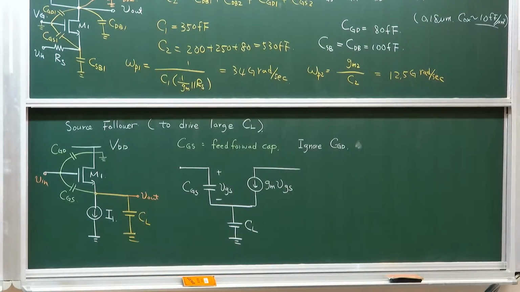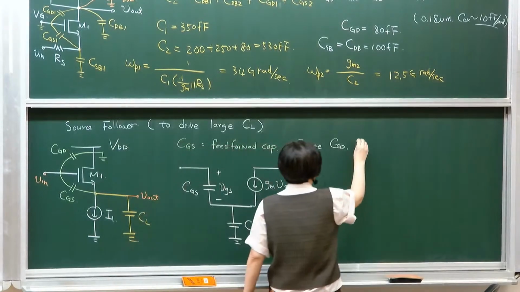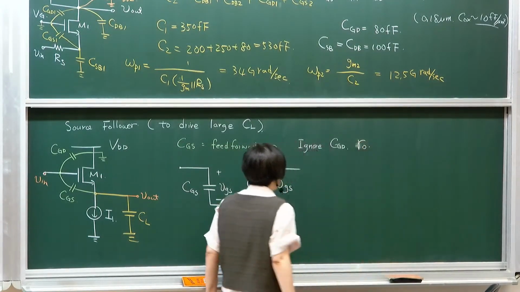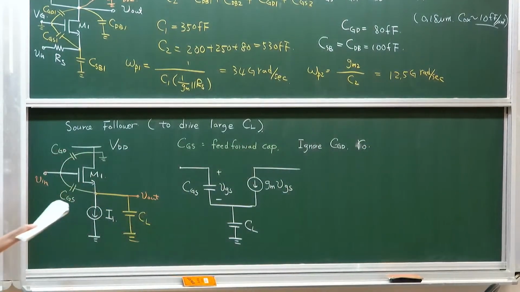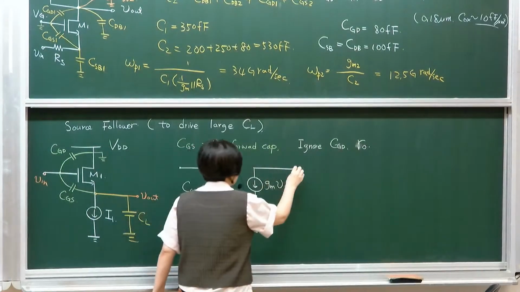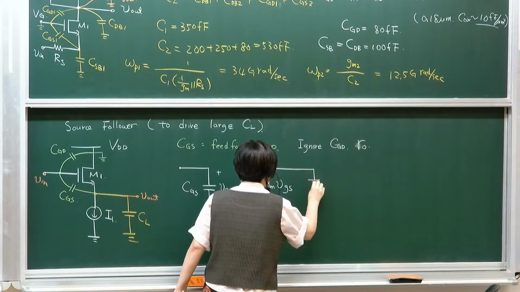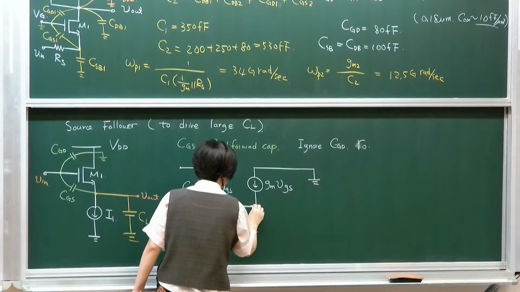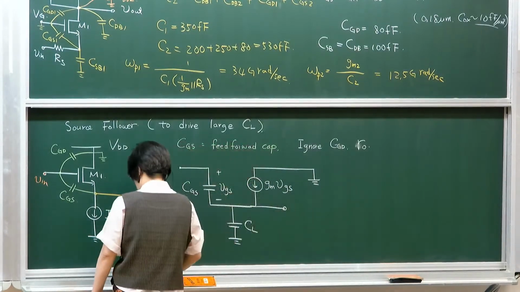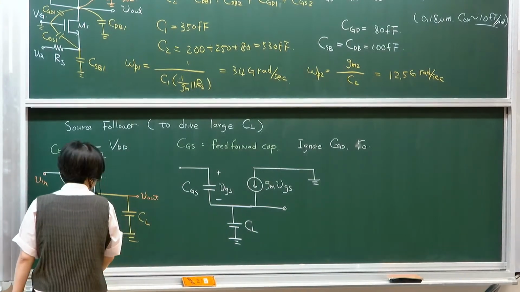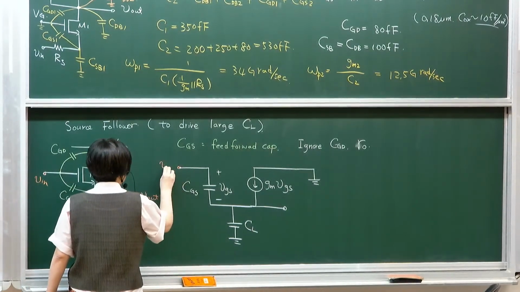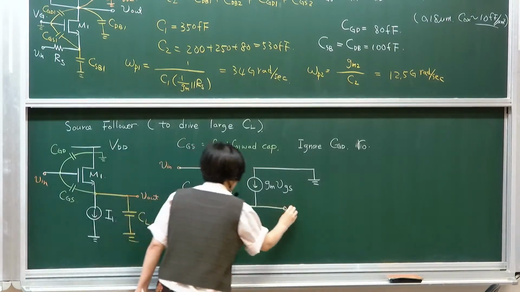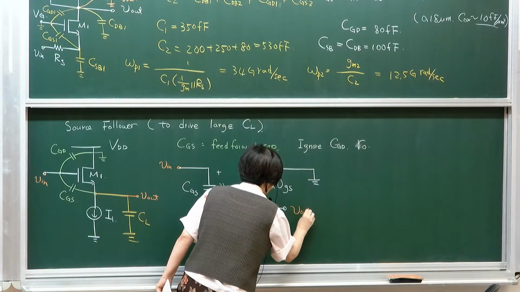You first construct the equivalent circuit. We're going to ignore CGD and RO, the effect of RO and CGD, for this analysis. And because my drain is grounded, this is common drain. Let me highlight the input and output. My input comes in at the gate. Output follows at the source.